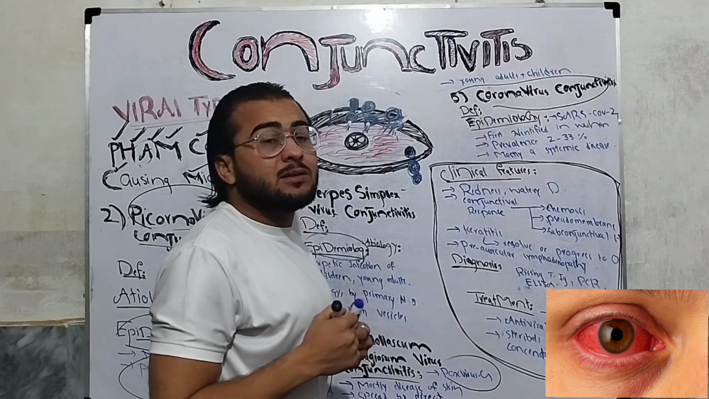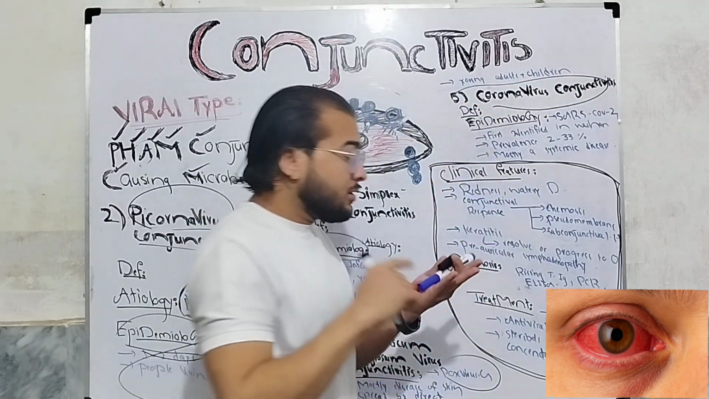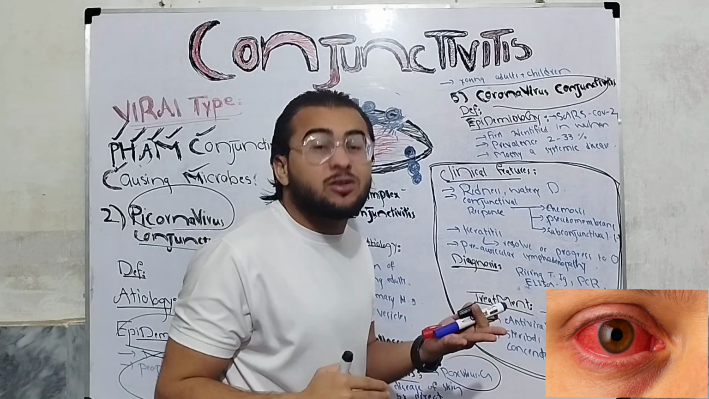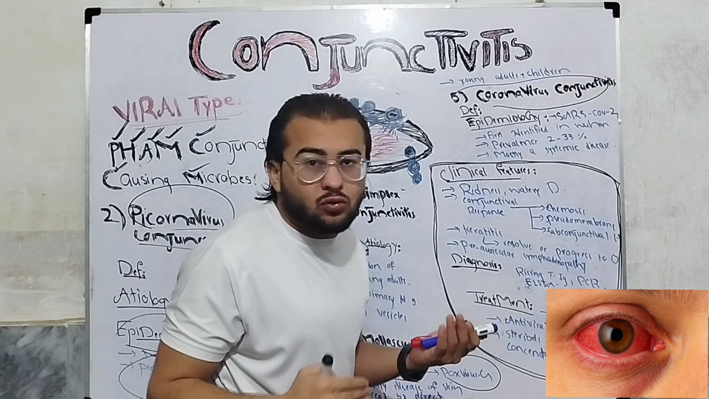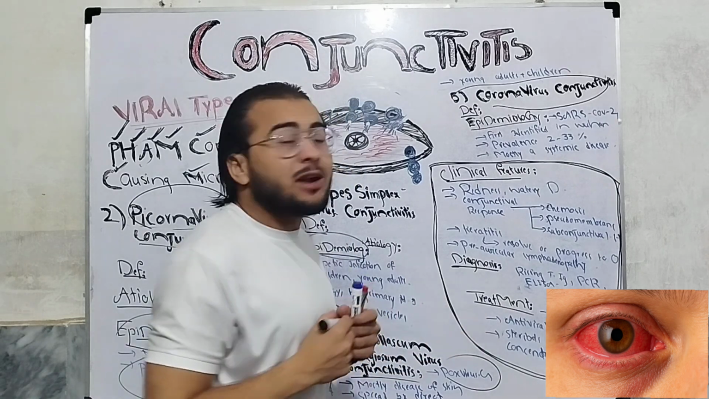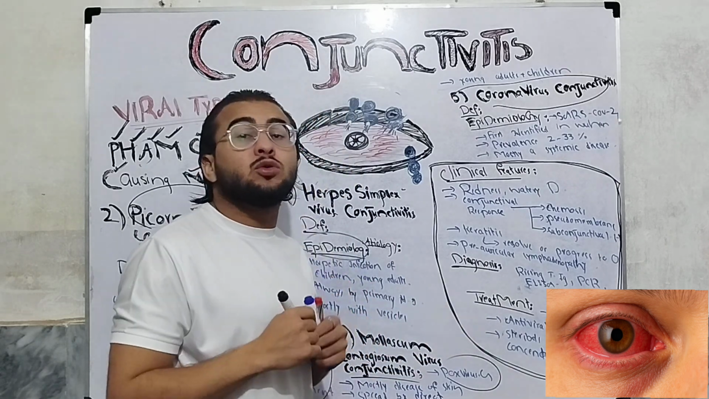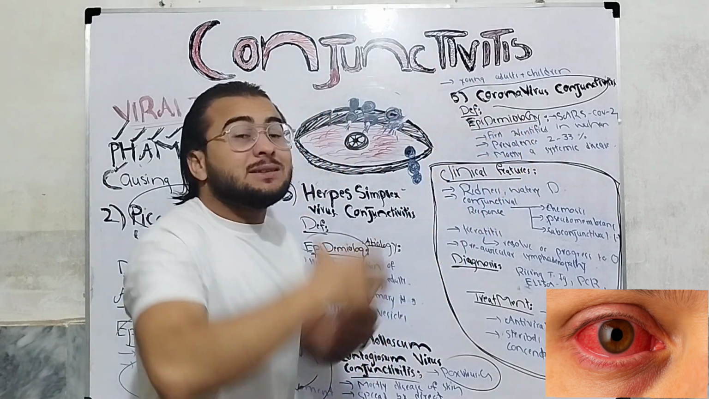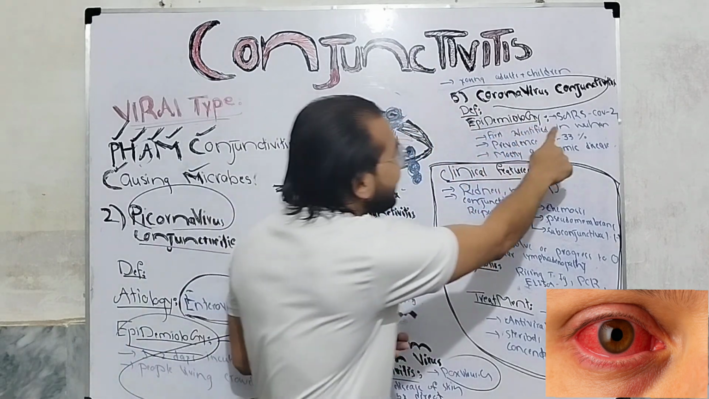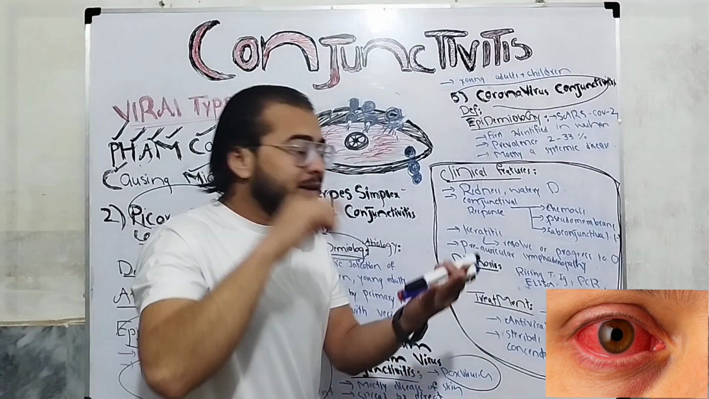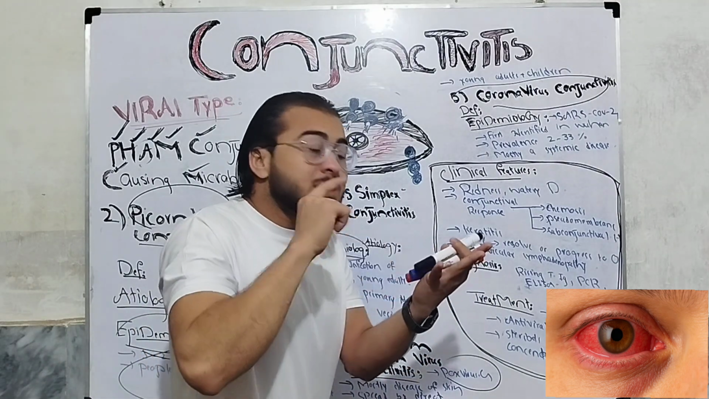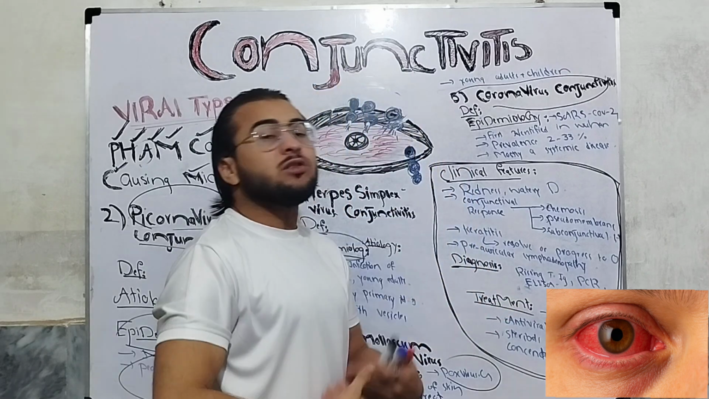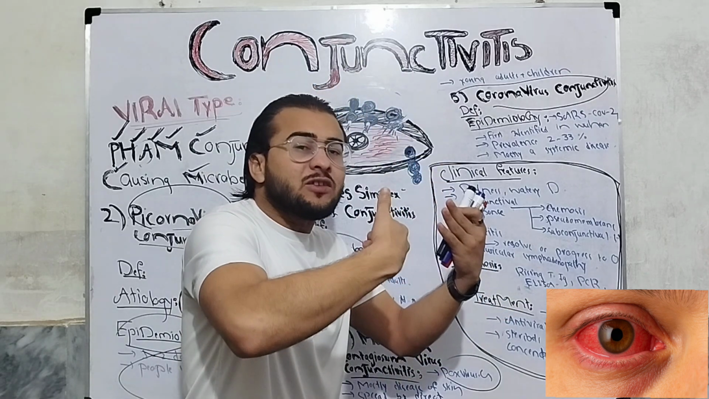Coronavirus conjunctivitis. The virus is severe acute respiratory syndrome coronavirus 2, SARS coronavirus 2. This virus was first identified in Wuhan, China in 2019, and it is mostly causing a systemic disease. As the name suggests, severe acute respiratory syndrome, it is mostly causing a respiratory infection.